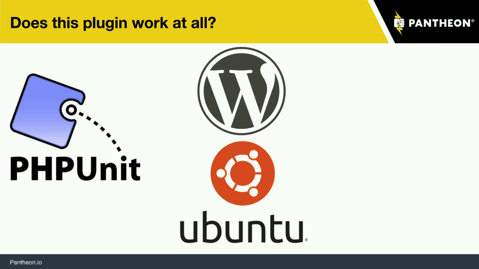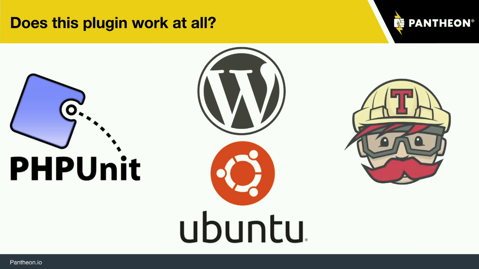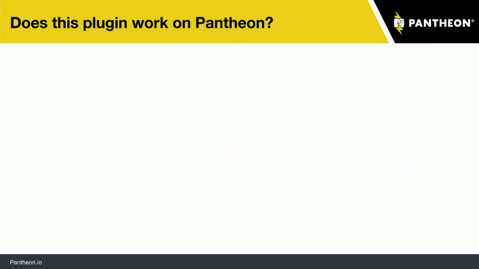PHP unit is the normal way the WordPress community does automated tests, so we use that. That's the test that we've had written for years with these plugins, and these happen to be running inside of Travis CI. So this is how we answer abstractly, does WP Redis work at all? Does WP Native Sessions work at all? That's separate from the question, does this work on Pantheon?